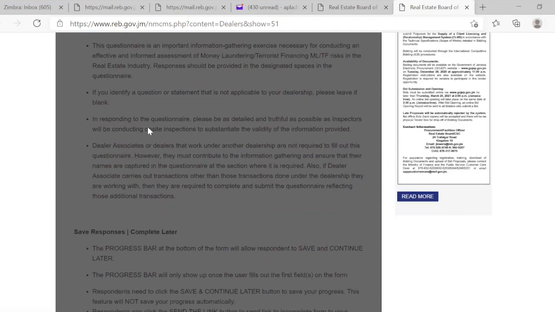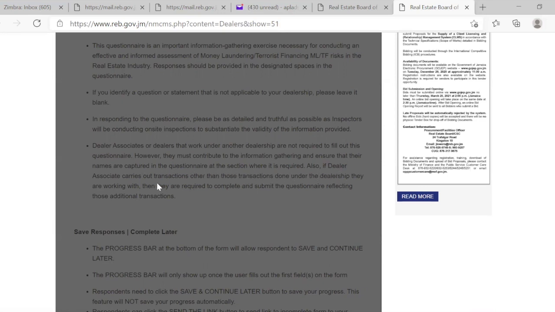In responding to the questionnaire, please be as detailed and truthful as possible, as inspectors will be conducting on-site inspections to substantiate the validity of the information provided. Dealer associates or dealers that work under another dealership are not required to fill out this questionnaire. However, they must contribute to the information gathering and ensure that their names are captured in the questionnaire at the section where it is required.